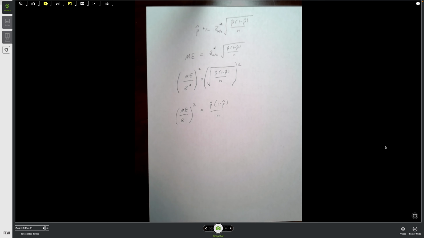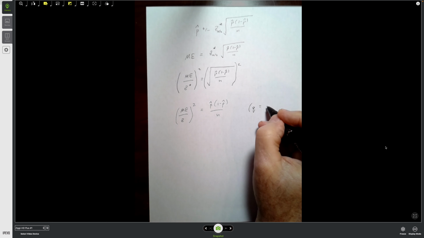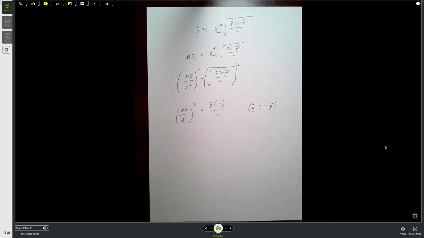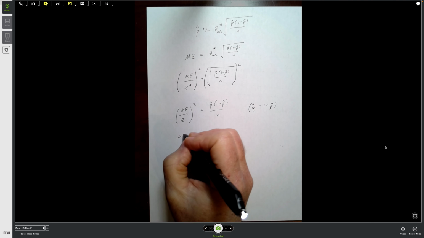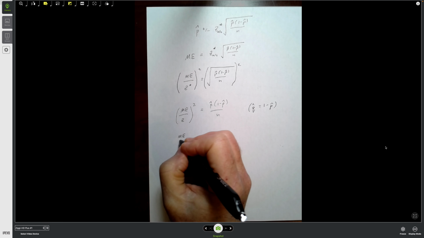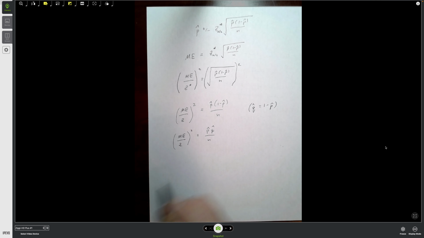Now, keep in mind that a lot of textbooks will define this 1 minus p hat as q. So I'm just going to start using the q. Well, in this case, it would be q hat, just to make things a little bit cleaner. So I have the margin of error over z, squared, equals p hat times q hat over n. It just makes it a little cleaner, saying the same stuff.